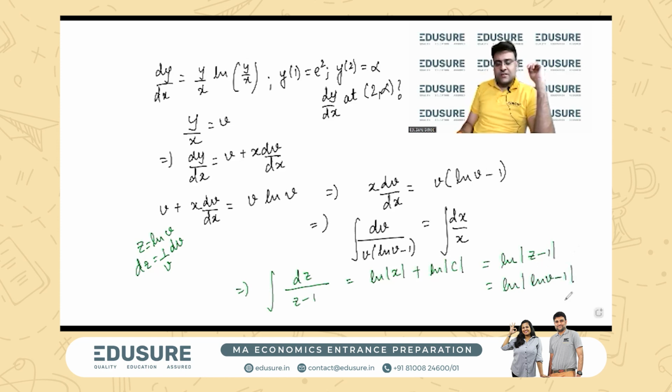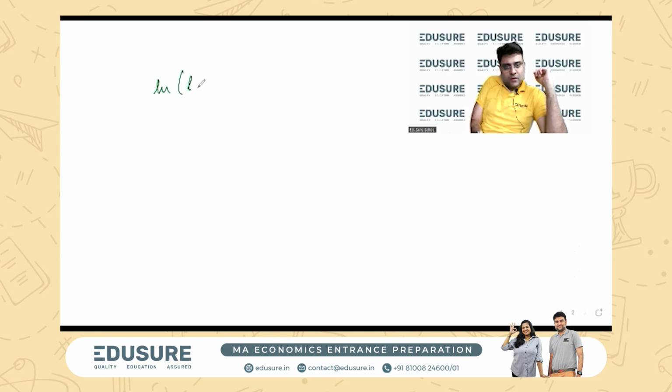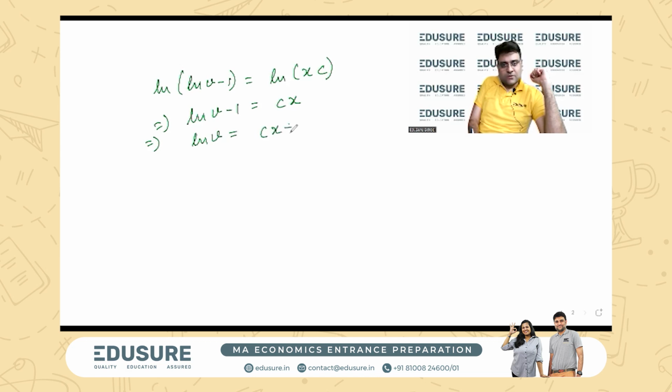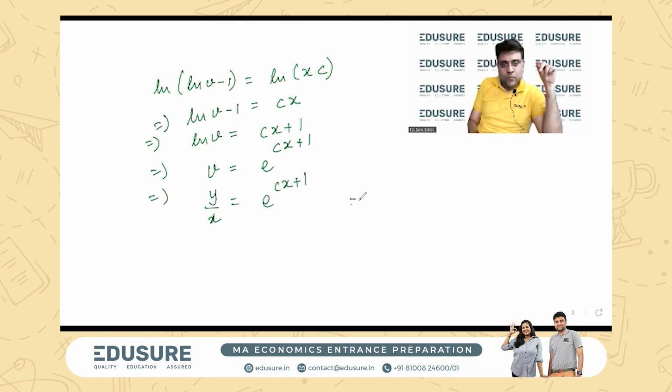Okay, so this can be written as ln(ln v - 1) = ln(xc), because ln x + ln c is ln(xc). So if I take the anti-log, ln v - 1 = cx. So ln v = cx + 1, or v = e^(cx + 1), or y/x = e^(cx + 1). y = x e^(cx + 1).